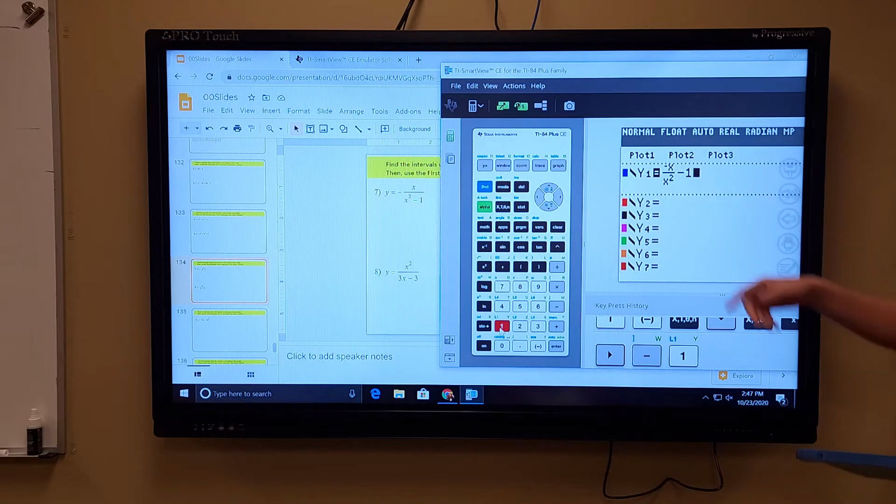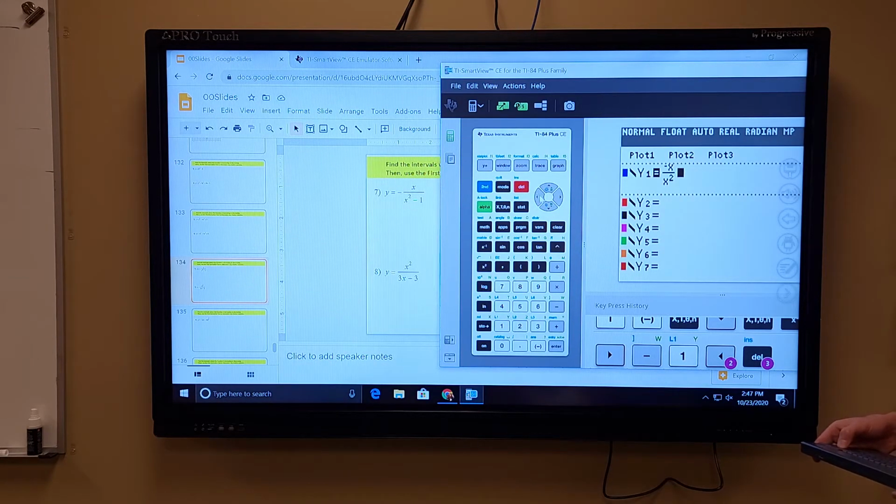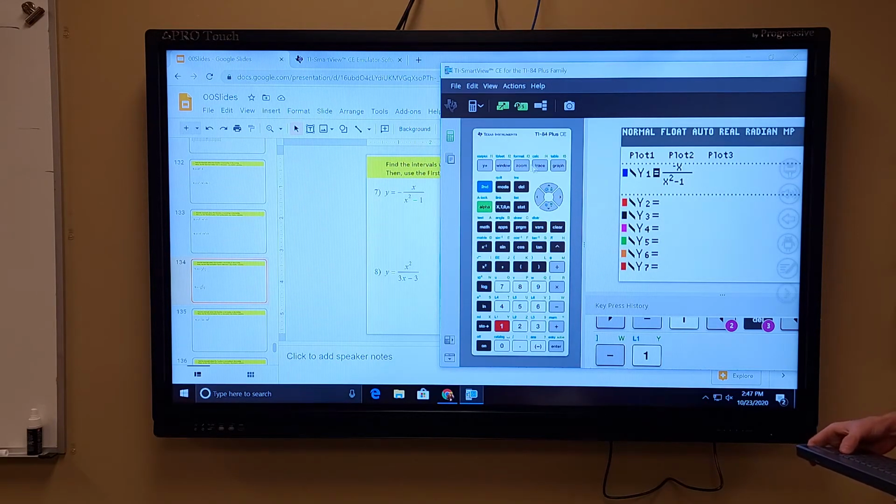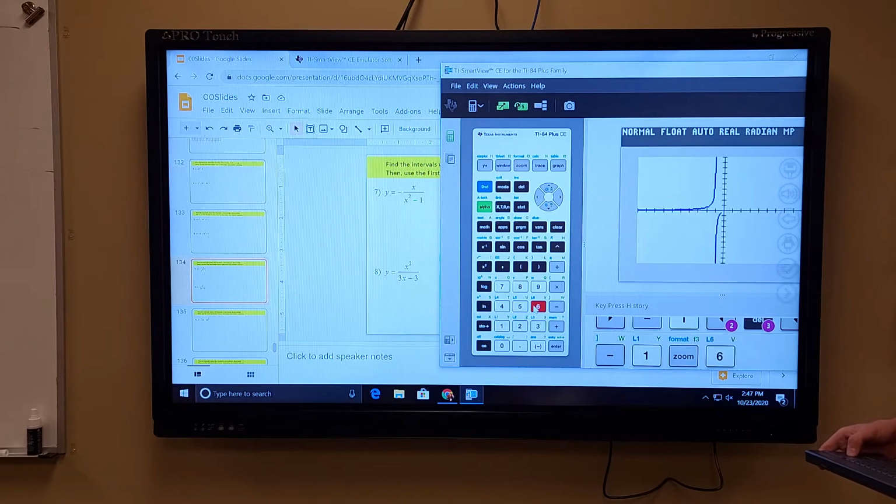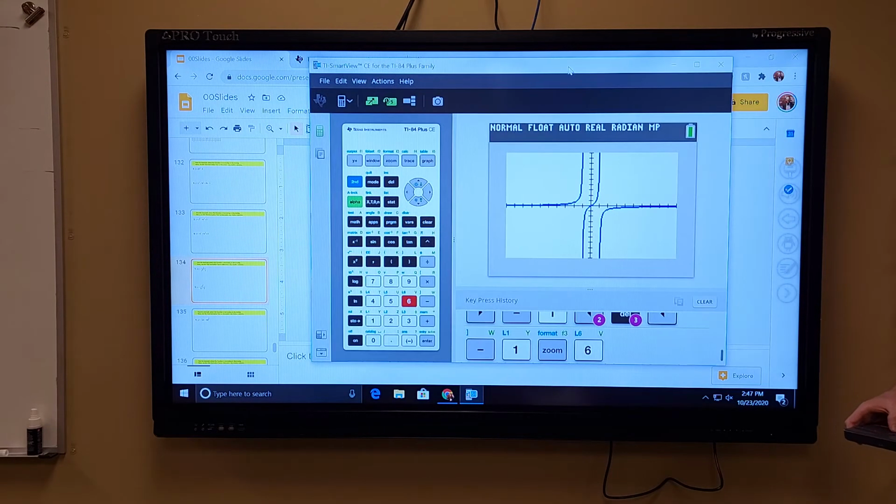Oh, why did it do that? All right. Calculators. Let's try this again. All right, x squared minus 1. That's it. That's the function. Let's graph it. Let's zoom 6 this bad guy. Whew. There it is. Check it out.